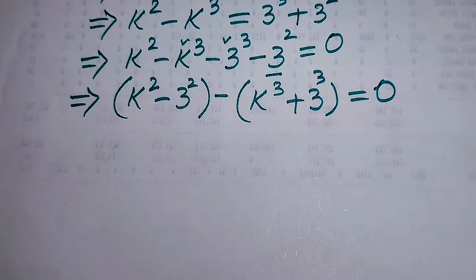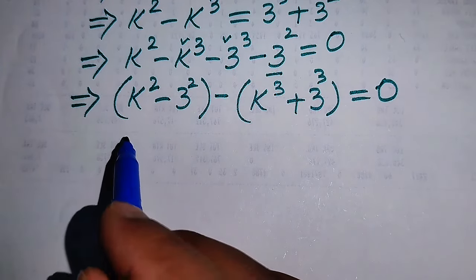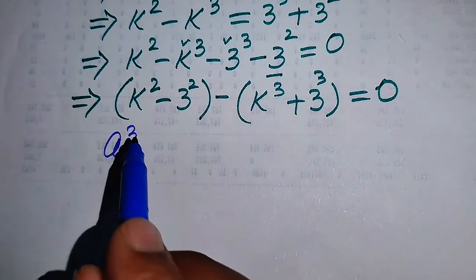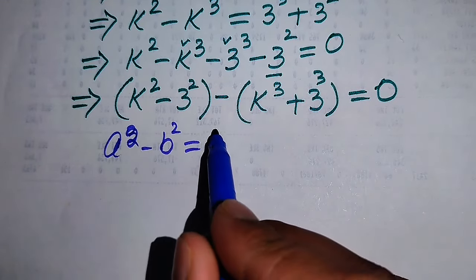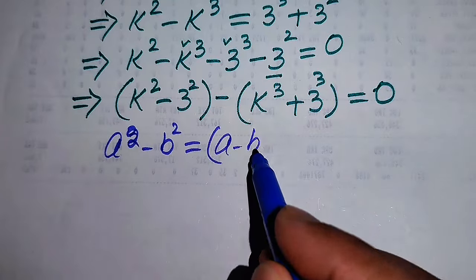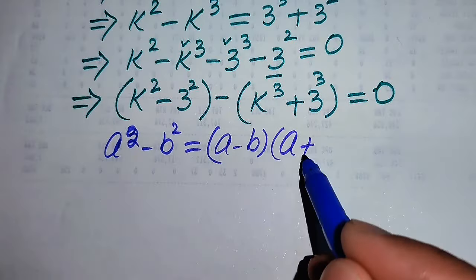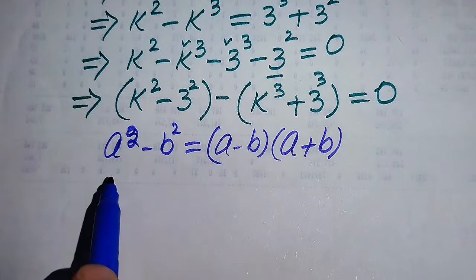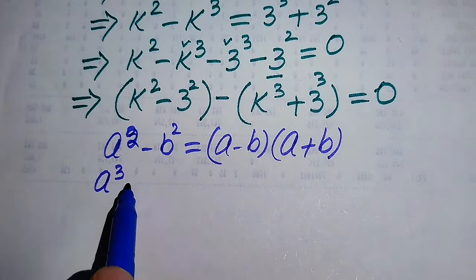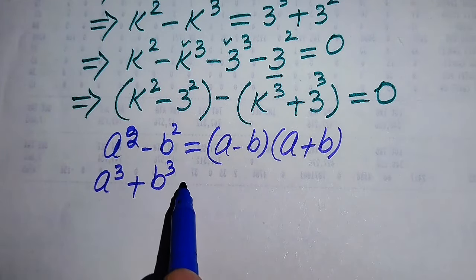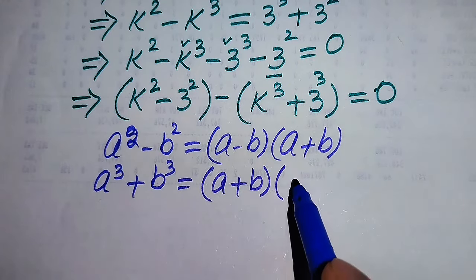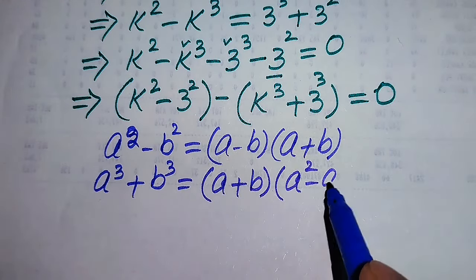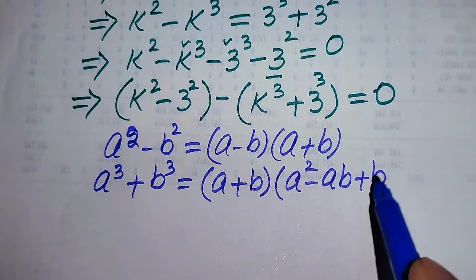And now here we need two nice formulas, in which the first formula is, if we have a square minus b square, it is equal to a minus b times a plus b, and here we use the second formula. It is a cubed plus b cubed is equal to a plus b times a square minus ab plus b square.